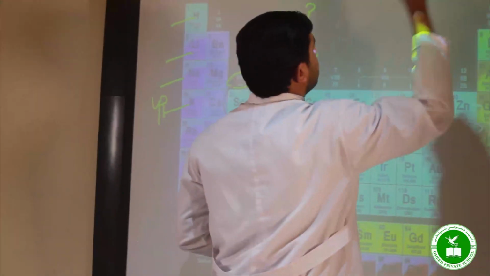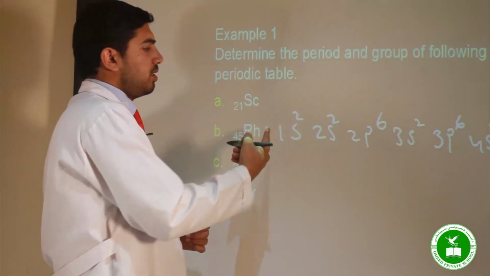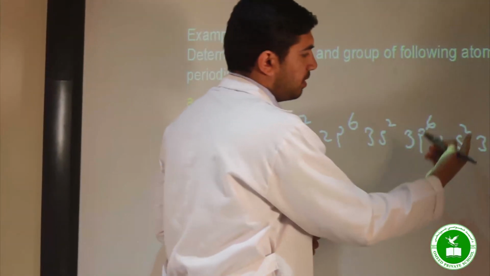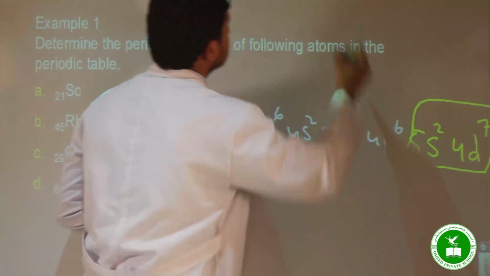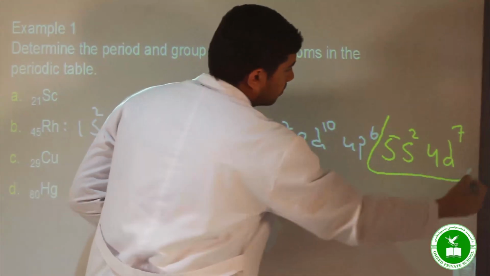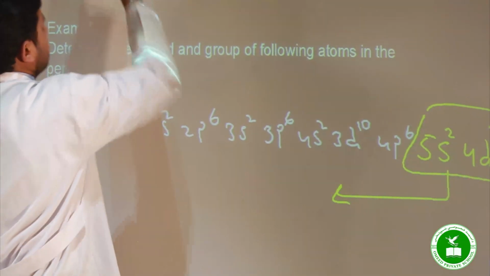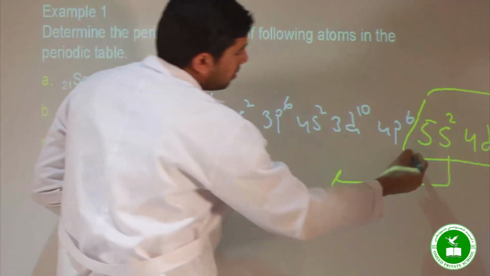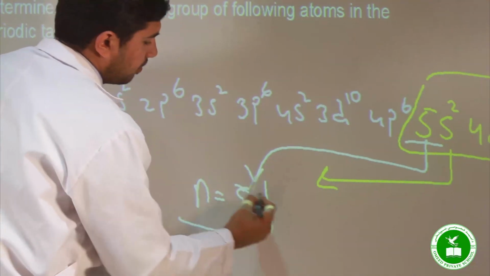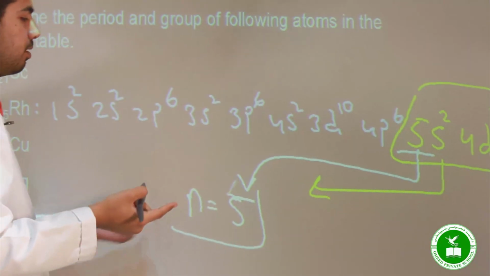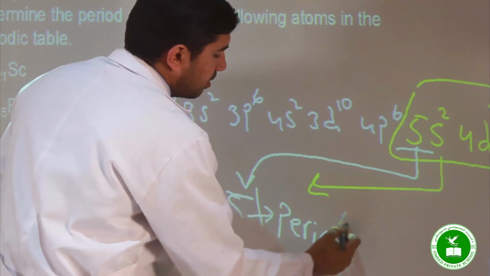Let's solve another example. Coming to the second example, we have written the electron configuration 1s2, 2s2, 2p6, 3s2, 3p6, 4s2, 3d10, 4p6, 5s2, 4d7. We will write this in another color. 5s2, 5 is the greatest number. n equals 5. Again, I will remind you, the greatest number determines the period number. It is in the fifth period.